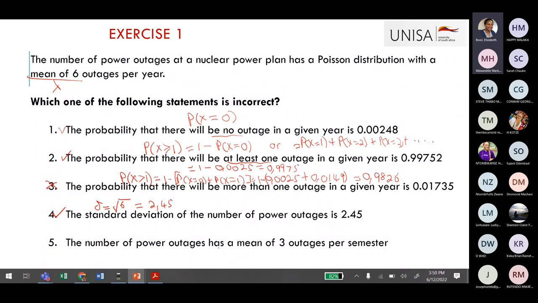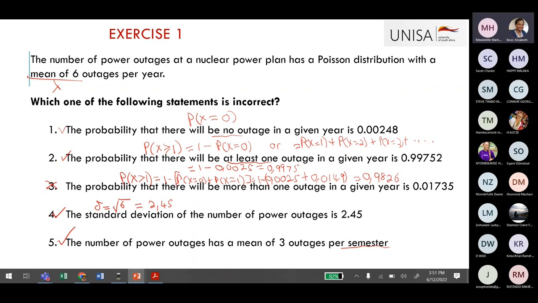The number of power outages has the mean of 3. That is correct, because we were given 6 for a year. So for a semester, we're just going to divide by 2. Okay. There you go. Thank you, because I didn't read the entire sentence. And that is correct.